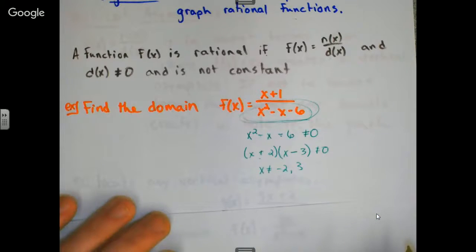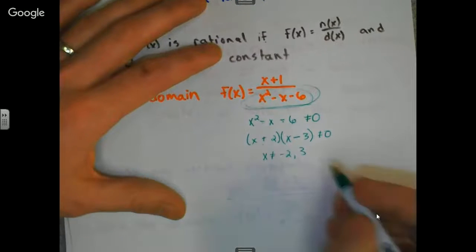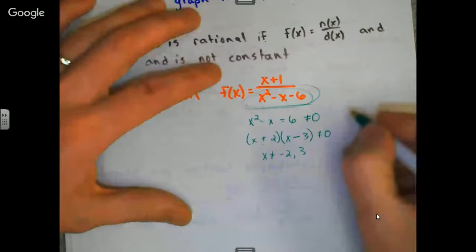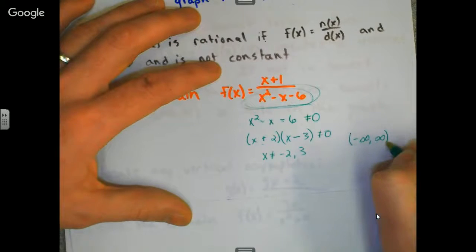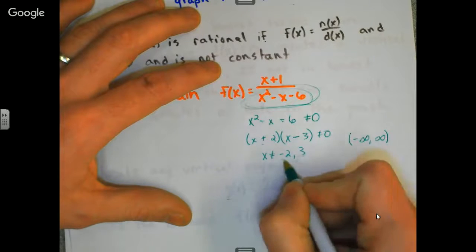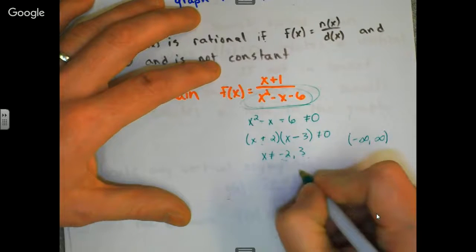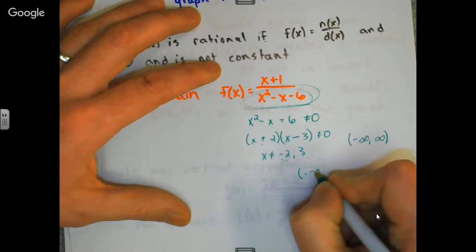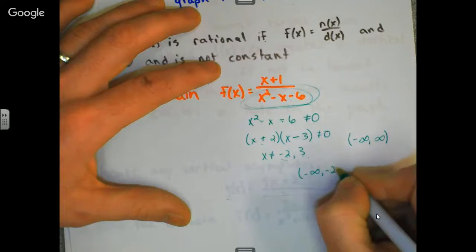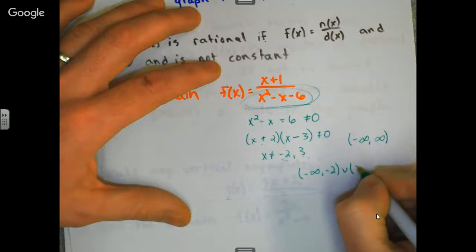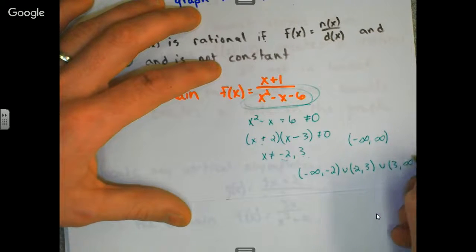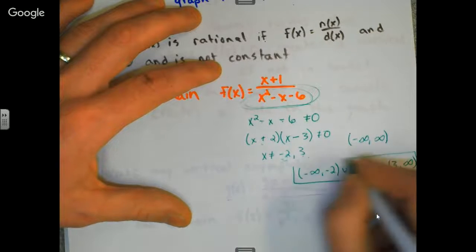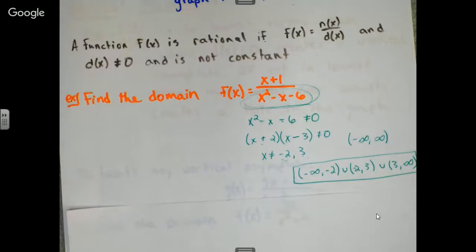And we want to write that in interval notation. So we start with the whole interval, negative infinity to infinity, and I have to pluck out these two numbers. So we'll go negative infinity to minus 2, union minus 2 to 3, union 3 to infinity. So I can include any number except those two numbers.